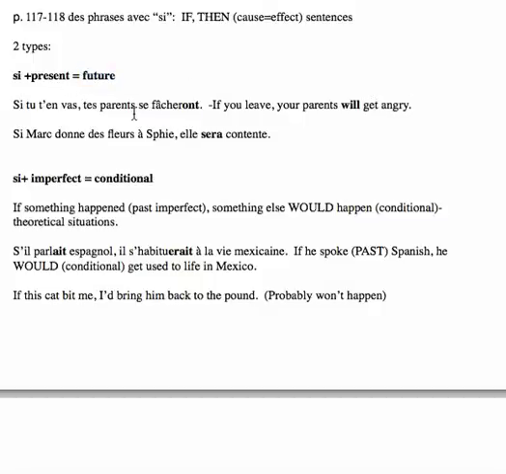Si tu t'en vas, tes parents se fâcheront. Si Marc donne, au présent, donne, des fleurs à Sophie, résultat au futur, elle sera contente. She will be happy. So, and that again is just like English. Keep that in mind. Turning the page there to the 118. This is especially applicable for this week.